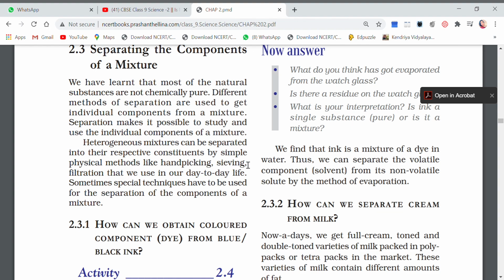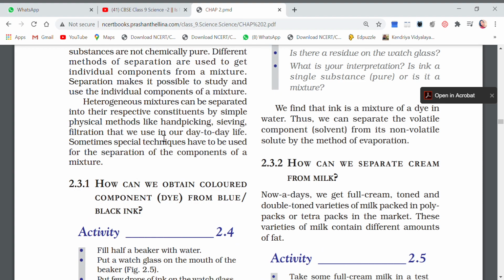Then sieving, when you try to sieve tea, sieving means straining. When you strain tea, the tea leaves remain on top and the liquid comes into the cup, right? Then filtration, we also know how filtration is done by using filter paper. So these are the physical methods, because I have not used any kind of chemicals here to separate the mixtures that we use in everyday life, and these things we do in everyday life, right?